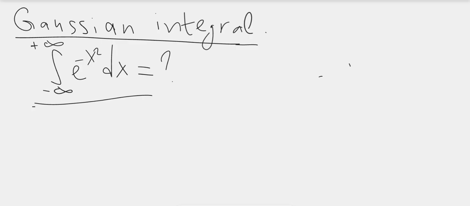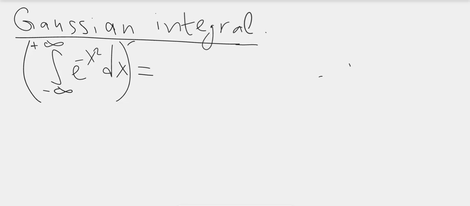So the trick here is to start not from the integral itself, but from the square of this integral, and then to split it into two variables. Of course, when we find the square of the integral, at the end we are going to take the square root to find the original integral.